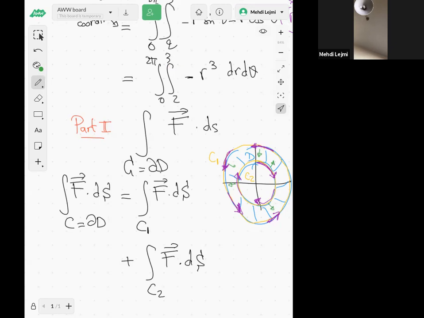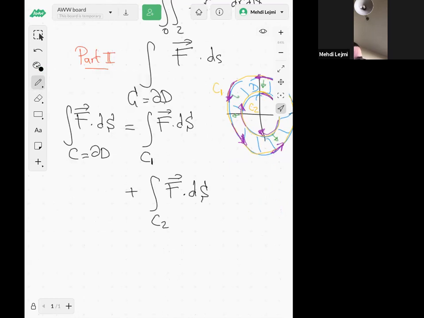All right. Does the orientation make sense to you? Remember, in Green's theorem, you have to orient the boundary so that the region D is on the left of your orientation. Okay. Now, how to parameterize? You have to parameterize the curves here. For C1, let's say gamma of t. C1 is just a circle of radius 3, so it's just 3 cosine of t, 3 sine of t, t between 0 and 2 pi.